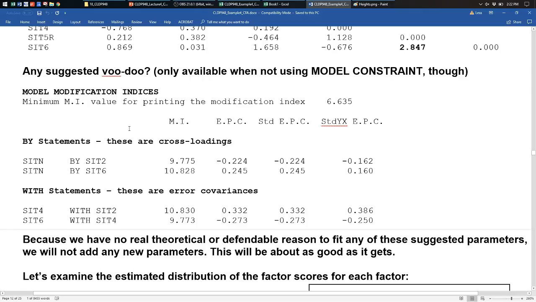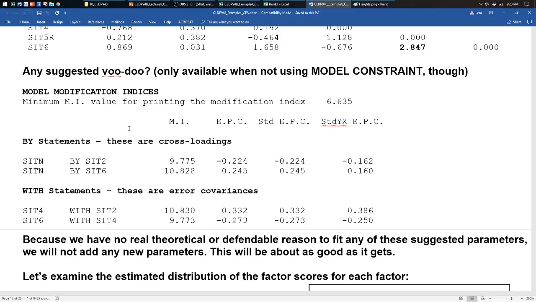So 4 things it is suggesting to me that would make my model fit better. The by statements on the top are cross-loadings. So it wants one of my positive items, number 2, to have an additional loading on the negative factor. So it would have 2 loadings instead of 1, and the additional loading would be negative. I have no idea what I would do with that. It wants 6 to go in the negative factor also, and it wants it to be a positive loading. Very small numbers, though. And it wants some more error covariances between 2 and 4 and 6 and 4.